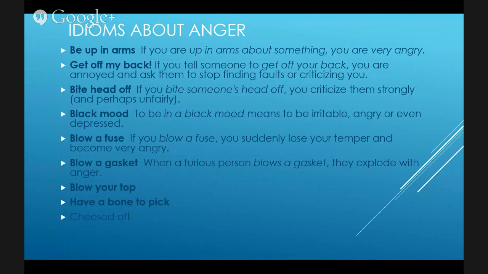Blow a fuse, yes, because you lose your control, your temper, and become very angry. So blow a fuse, blow a gasket, and also the last one, blow your top.